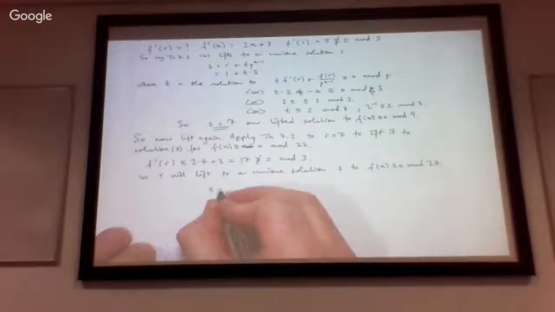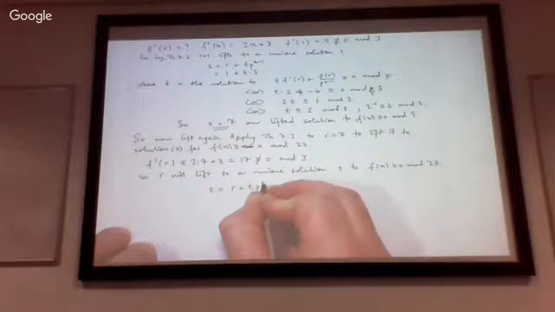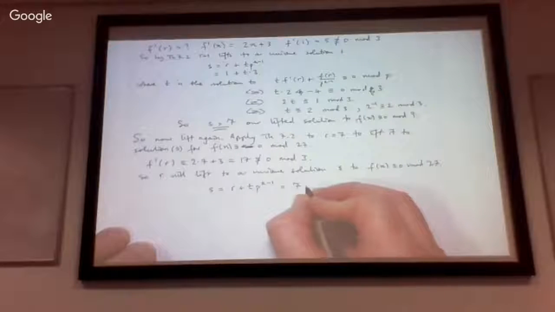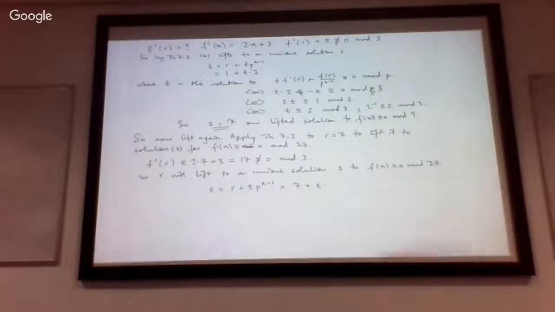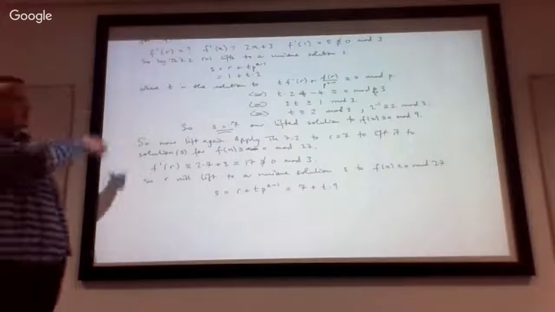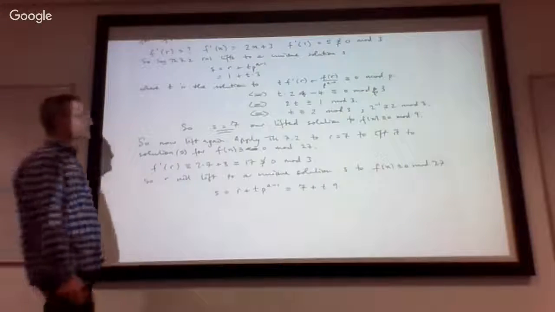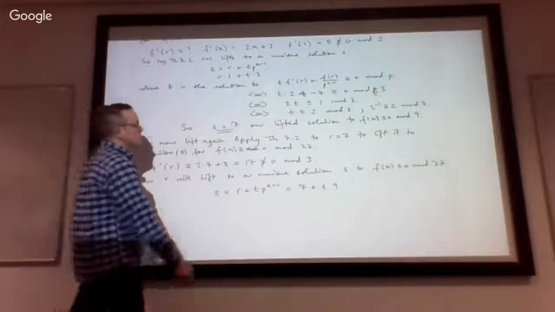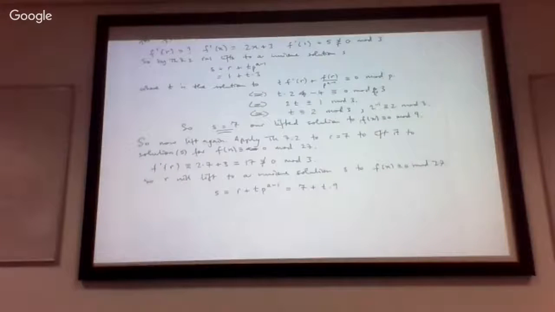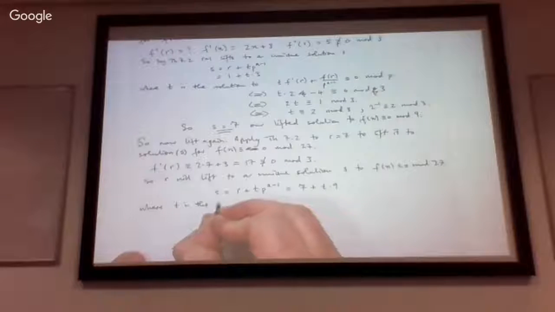Given by the same formula, S is equal to R plus t times p to the a minus 1, except this time R is 7, and p to the a minus 1 is 9, because that was the previous level we were lifting from. And t is the solution to this.